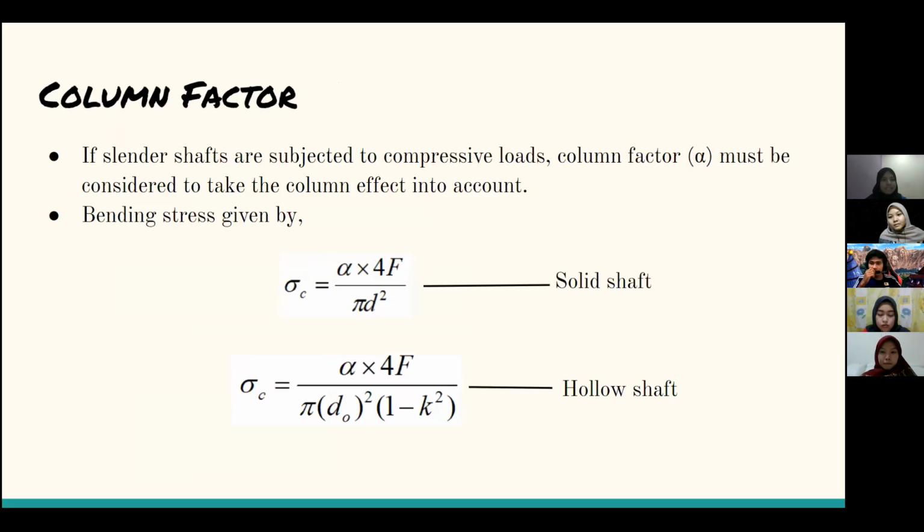Yeah, so this is the column factor. If cylinder shafts are subjected to compressive loads, column factor alpha must be considered to take the column effect into account. So the bending stress depends on what shape of shaft you have. The first is the solid shaft. The bending stress is as given in the slide, and for the hollow shaft, the bending stress equals alpha times 4F over pi inner diameter squared times bracket 1 minus k squared bracket.